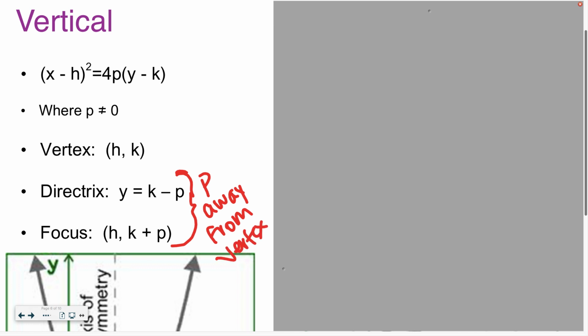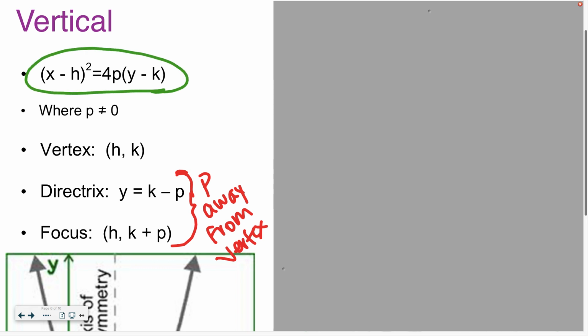Okay, so that value P is going to tell you how far the directrix is from the vertex, and how far the focus is from the vertex. We know the focus needs to go inside. We know the directrix needs to go outside. So I don't want you to have to remember the K minus P or the K plus P. I just want you to use it on your graph, and I'll show you what I mean by that, okay? What I really need you to be able to memorize is this right here, okay?